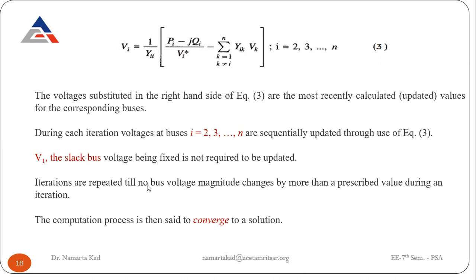Iterations are repeated till no bus voltage magnitude changes by more than the prescribed value during an iteration. The computation process is then said to converge to a solution. When we get the same results in consecutive iterations, for 4 to 5 iterations, then we say that our solution has converged properly. So this is the formula to calculate the voltage in the next step when the previous voltage is known to us.